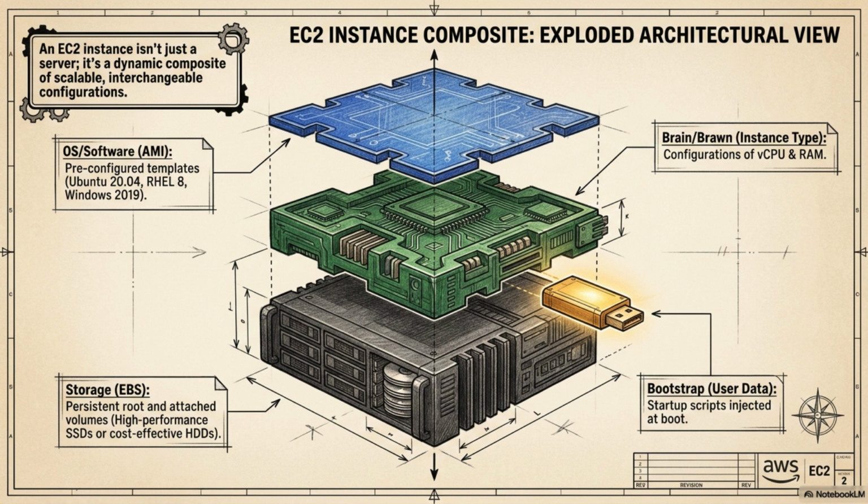EC2 instance composition. An EC2 instance contains four major components. First, the AMI, which provides the operating system. Second, the instance type, which defines CPU and RAM. Third, EBS storage for persistent disks. And finally, user data scripts for boot time automation. This modular design makes EC2 flexible and scalable.